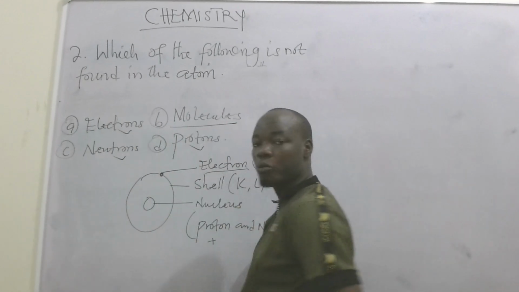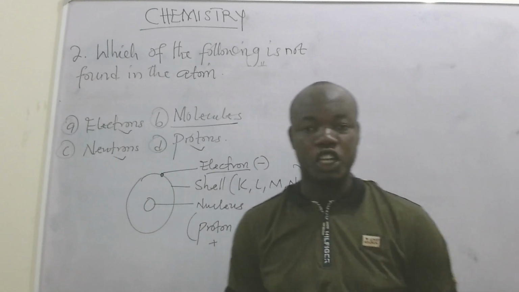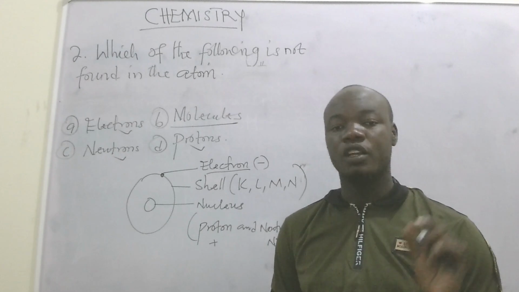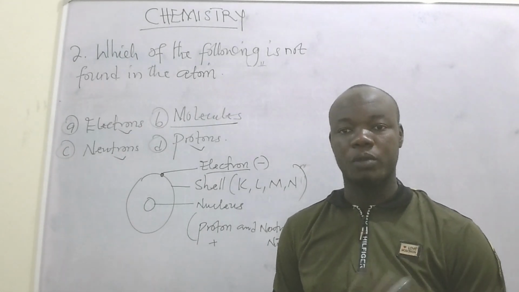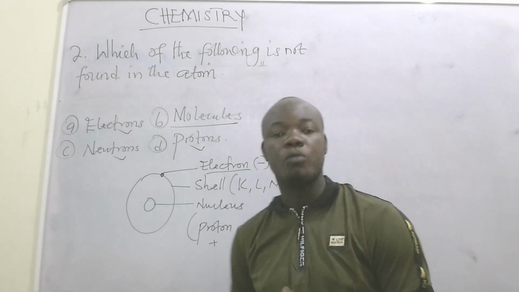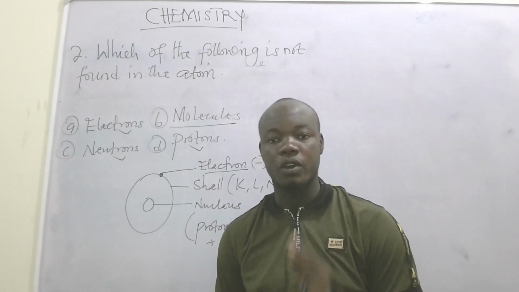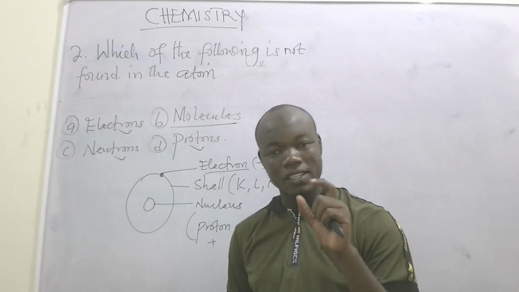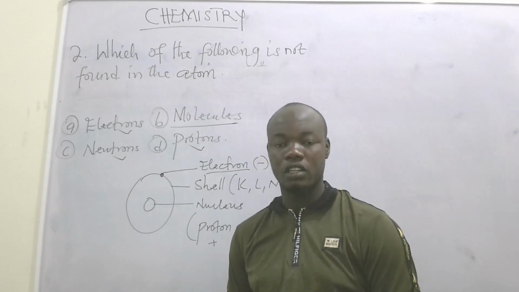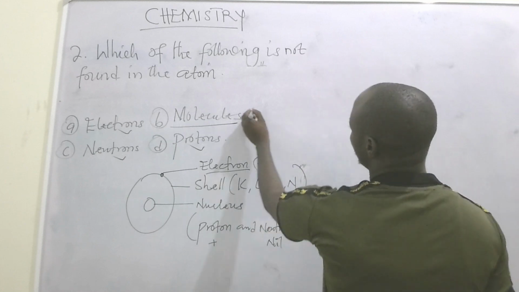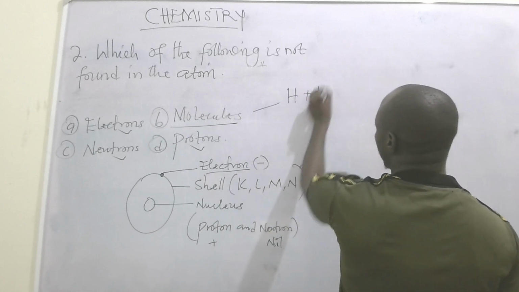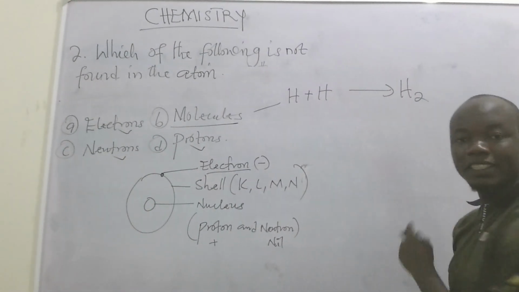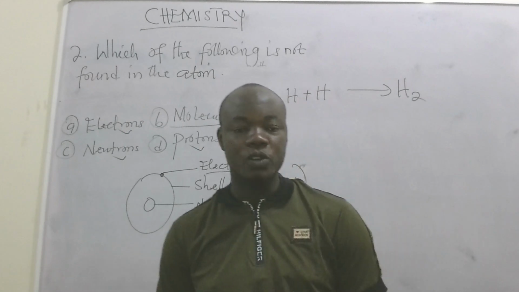And of course, a molecule is the combination of atoms. When two or more atoms are joined together, they produce what we call molecules. And we have different types of molecules: a molecule of an element, and a molecule of a compound. A molecule of an element means the same atoms joined together, for example hydrogen plus hydrogen gives us a hydrogen molecule. So this type of molecule is called a molecule of an element.